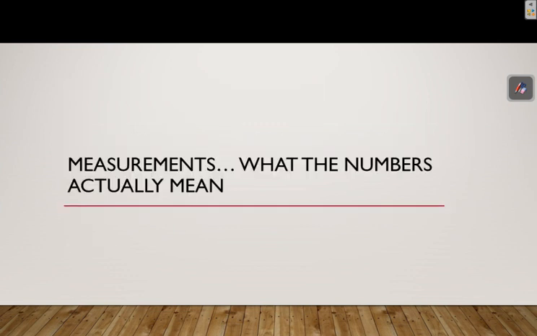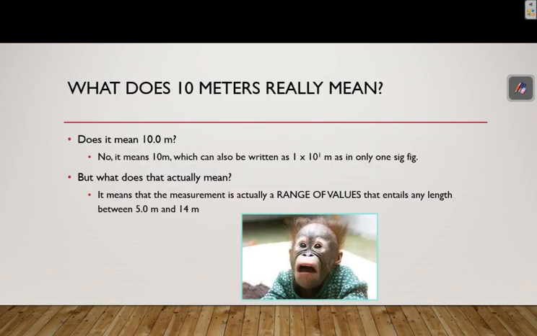Now, measurements. It kind of is important now that we recognize, why do we have significant figures? What is the point? Where do they come from? And really it comes from the measurements, because of what the numbers actually mean. When I say 10 meters, what does it really mean? Does it mean 10.0 meters? No, it means exactly what I said, 10 meters. And 10 meters can also be written as 1 times 10 to the 1 meters, as in it only has one significant figure. But what does that really mean?